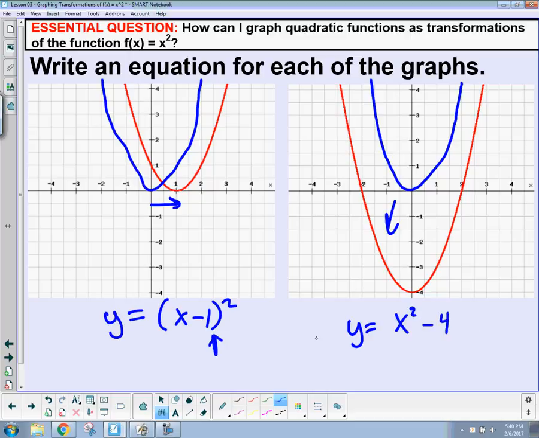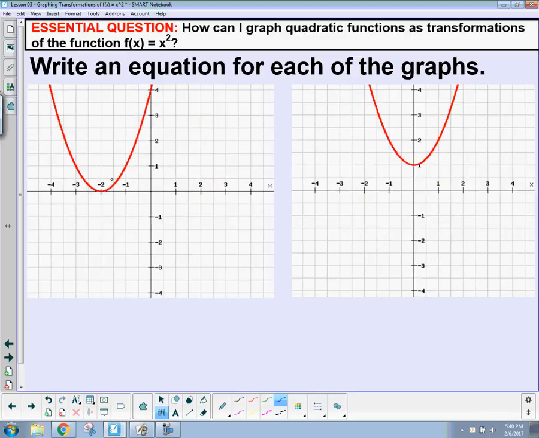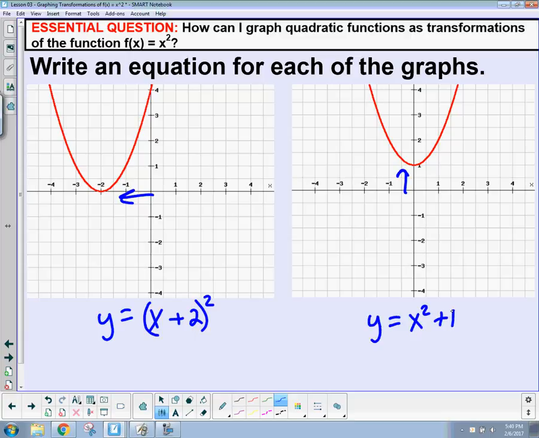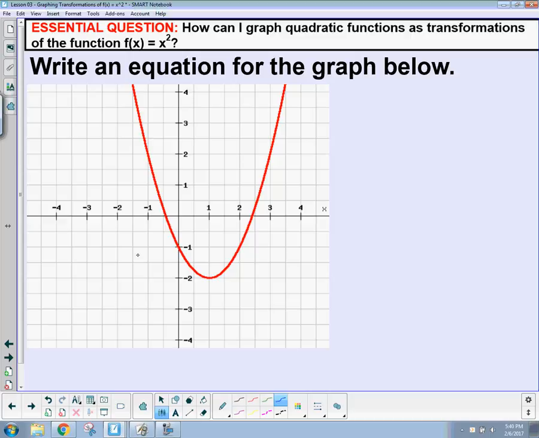Again, I'm going to have a cutout that's going to sum all this up for you, okay? Let's keep going. This one shifted to the left. Good, and I think you're getting it. So x plus 2, opposite. This one went up 1, so y equals x squared plus 1. Let's combine them now. Remember, your parent function right here. Sorry for the audio.